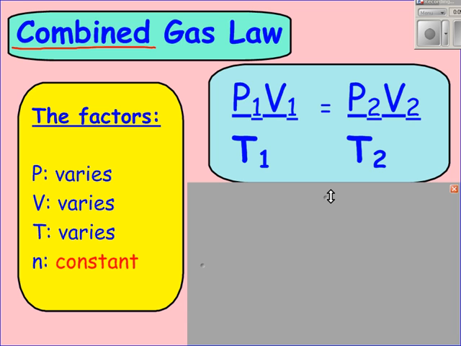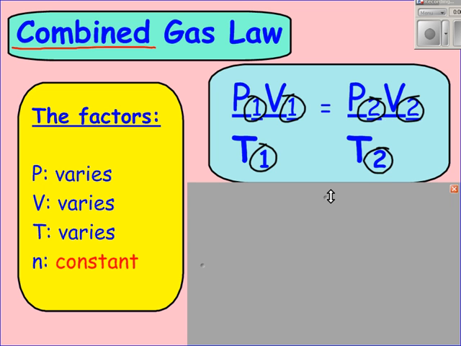The formula looks like this. P1 times V1 divided by T1 equals P2 times V2 divided by T2. Notice all the 1's are on the same side and all the 2's are on the same side, indicating that one side is for the original and the other side is for after the change.